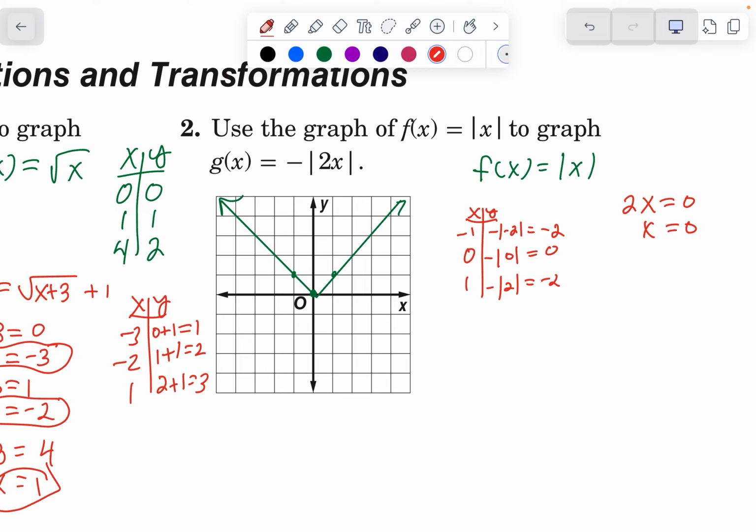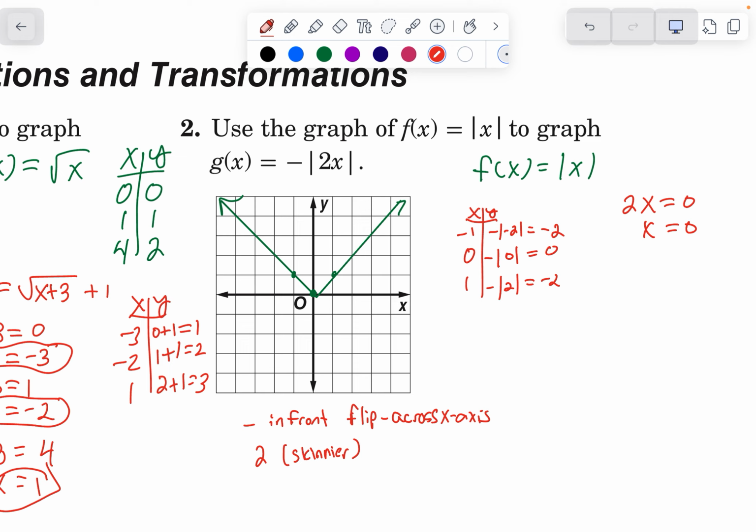The negative out front should flip it across the x-axis. The 2 makes it closer to the y-axis. It compresses it inward, so it kind of looks skinnier. If it was a 1/2, it actually looks wider. So that's what we should expect is happening.